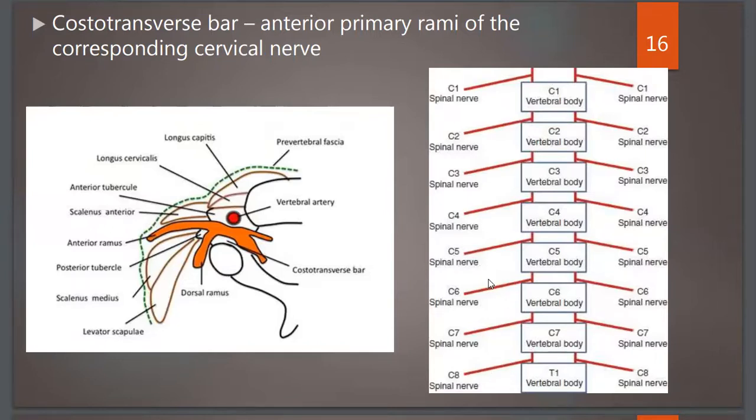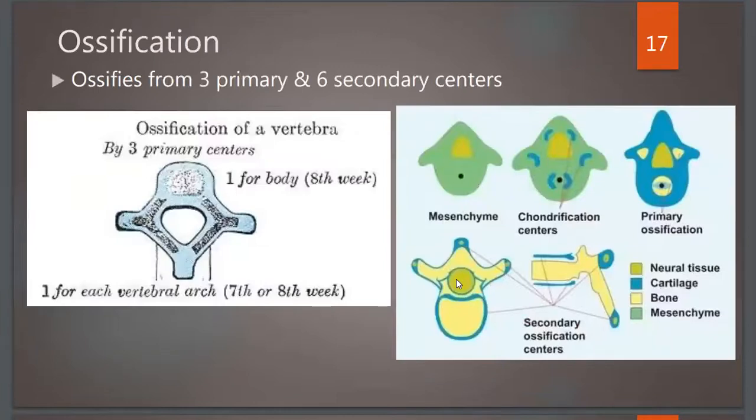Like that, we have 8 pairs of cervical nerves. Now, once we are done with the typical cervical vertebrae, which are numbered C3 to C6, let us see the ossification. It ossifies from 3 primary and 6 secondary centers. Ossification by 3 primary centers: 1 for the body, which appears during the 8th week, and 1 for each vertebral arch, which appears during the 7th or 8th week of intrauterine life.